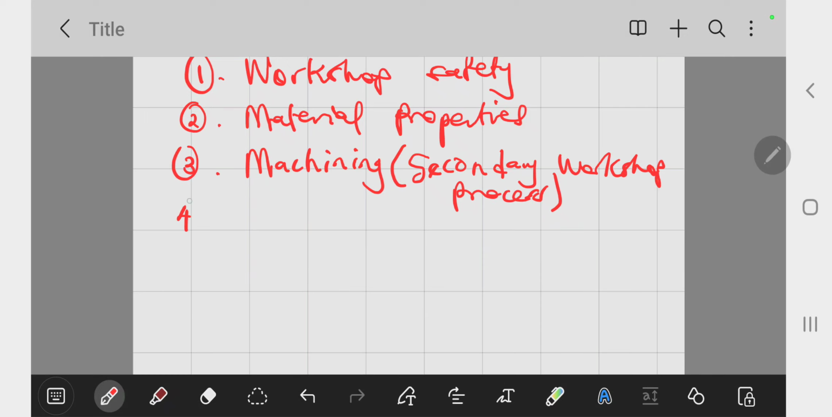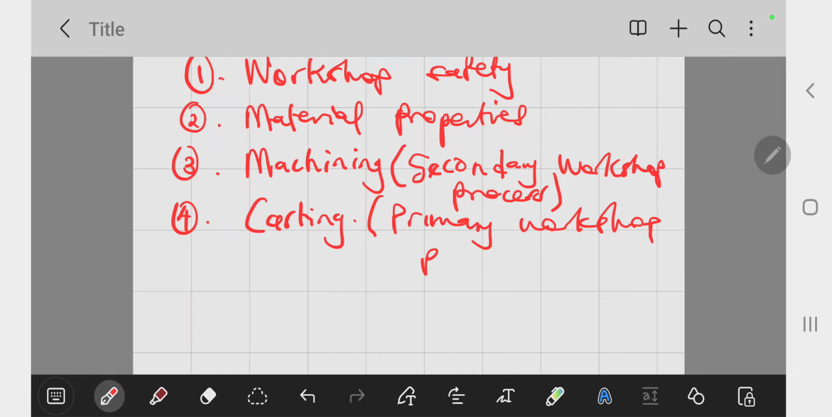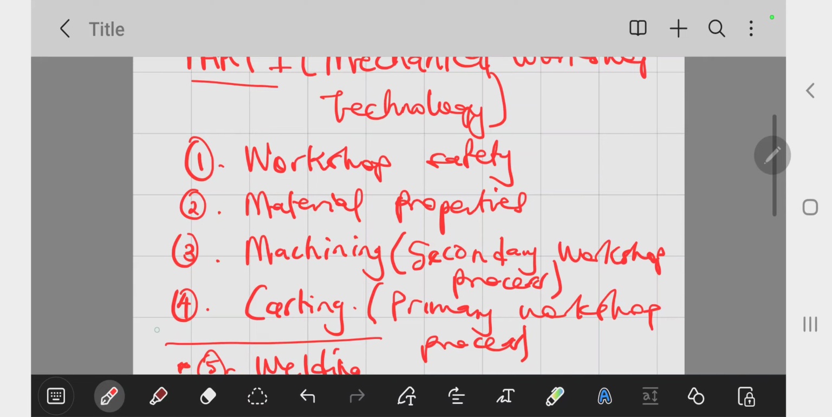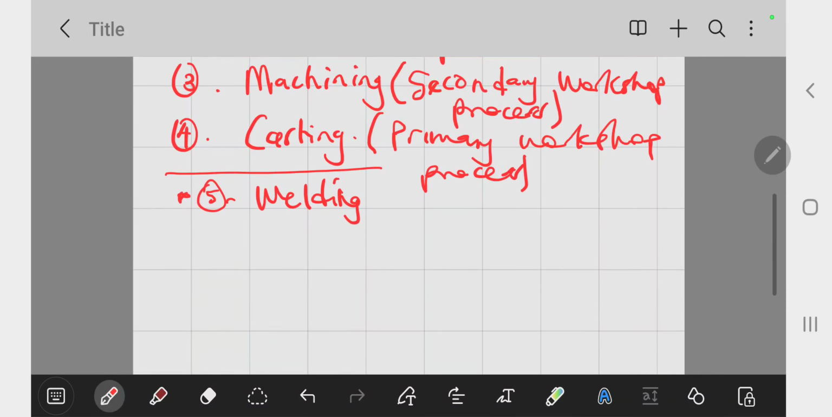And then lastly, we get to look at casting. In mainstream books, you will notice that casting is referred to as a primary workshop process. Additionally, for curiosity's sake, you might also be required to look at welding. But in most cases, it's the first 4 topics.